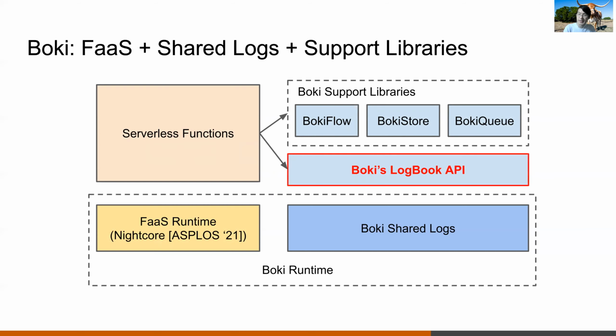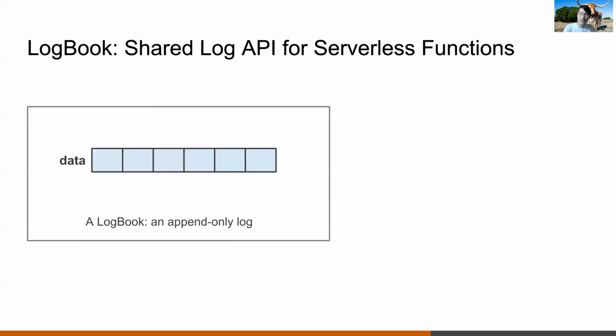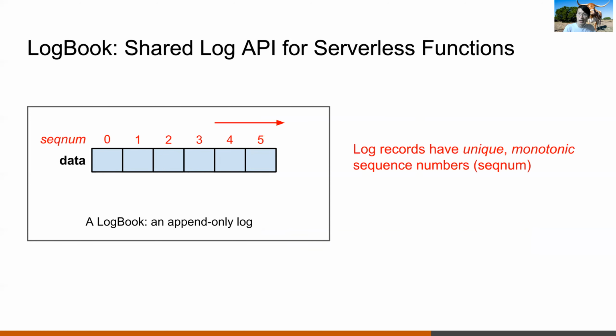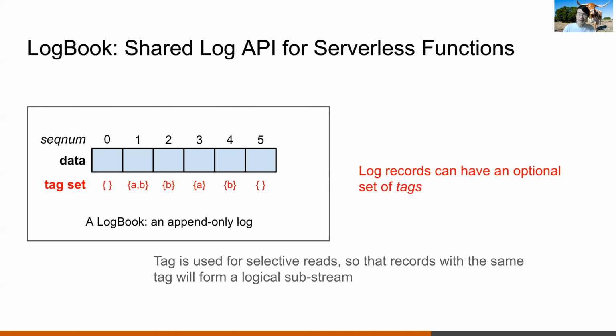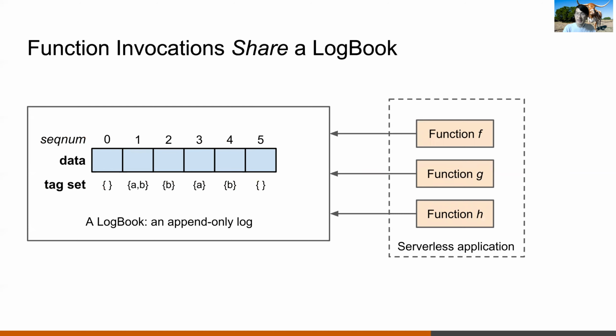Now let's start with the user-facing LogBook API. A logbook is essentially an append-only log. Every record in the log has a user-provided data payload field. Log records have a unique monotonic sequence number representing their position in the log. Also, each log record has a set of tags, potentially empty. A tag is used for selective reads. LogBook's read API allows providing a tag so that the read will only consider records having the given tag. In this sense, records with the same tag form a logical substream within a logbook. This feature is important for specific shared log use cases. In Boki, every function invocation is associated with a logbook.